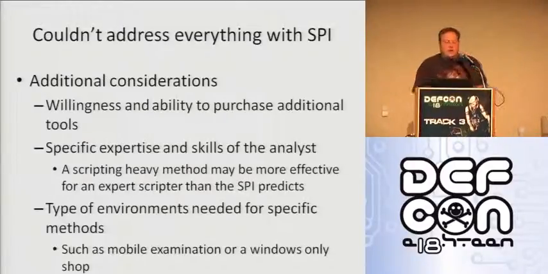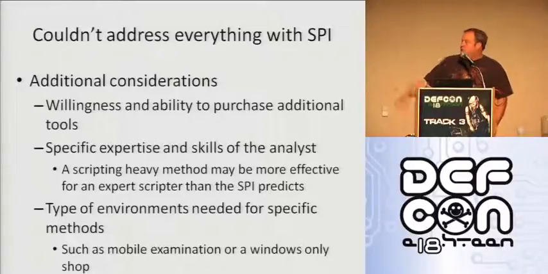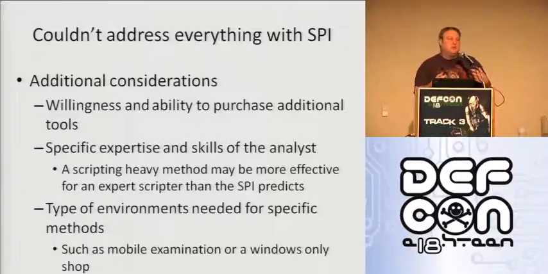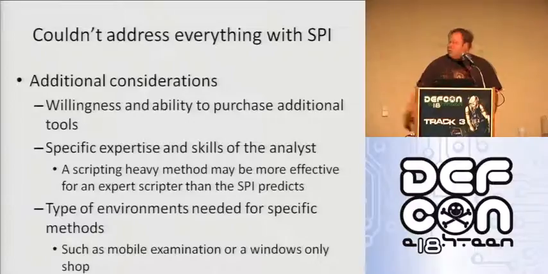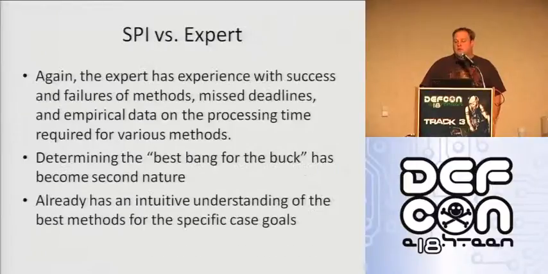And of course, we couldn't address everything, right? You may not be willing to buy Forensic Toolkit for $4,000 or $5,000 or whatever they charge right now, with its Oracle license. But we also didn't know what the expertise was. So I wanted to have some things in there saying, hey, some things may be heavily scripted, and if you don't have that, SPI can't predict that. We try to be very descriptive in the methods and what each method does. But also, types of environments. If you don't have anything to look at, like my BlackBerry or my iPhone, we just couldn't foresee that in this algorithm and listing of what to do.